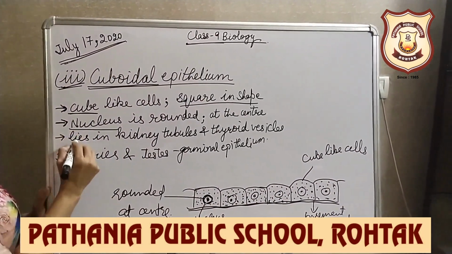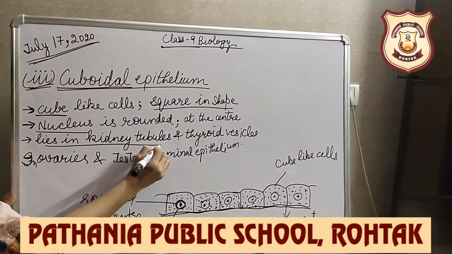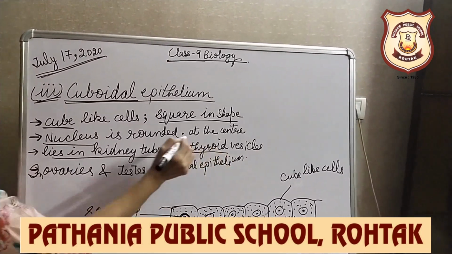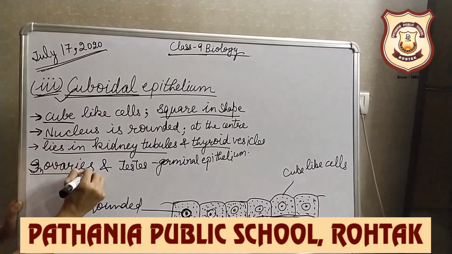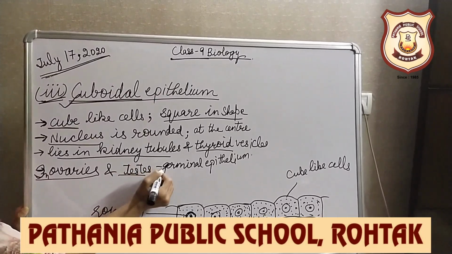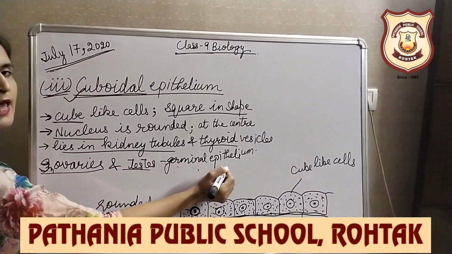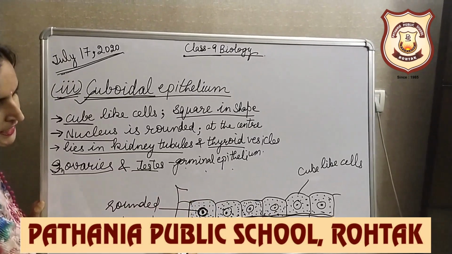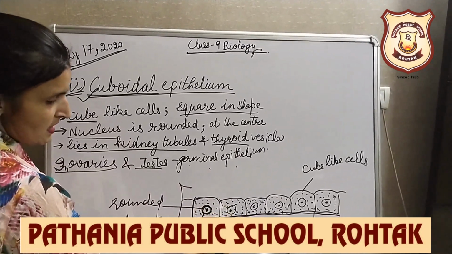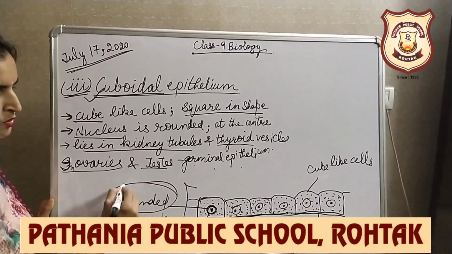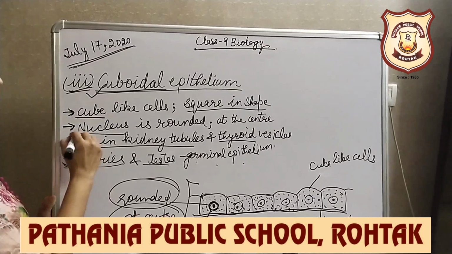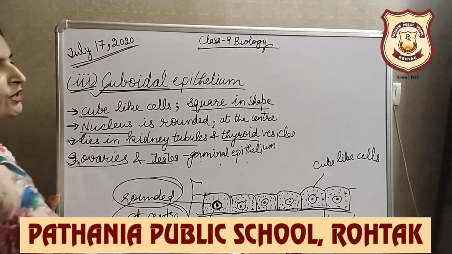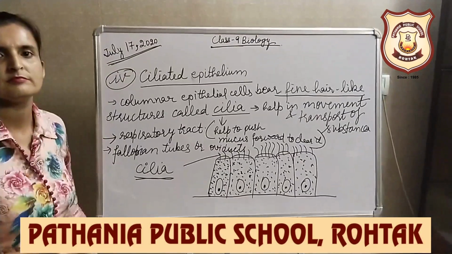This type of epithelium is found in kidney tubules and in the thyroid vesicles, and when the cuboidal epithelium is present in ovaries and testes, it is known as germinal epithelium. So this is the diagram. Cube-shaped cells are there. The nucleus is rounded, lies at the center, and occurs in kidney tubules and thyroid vesicles.